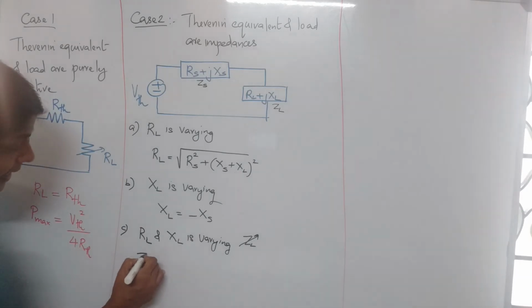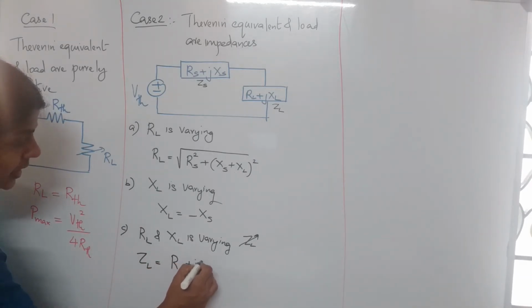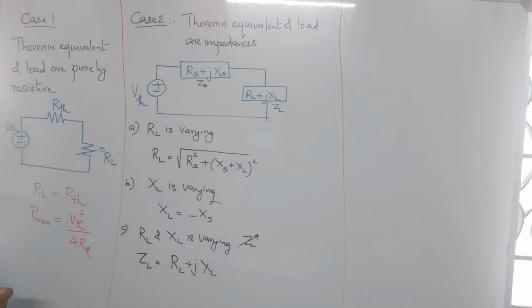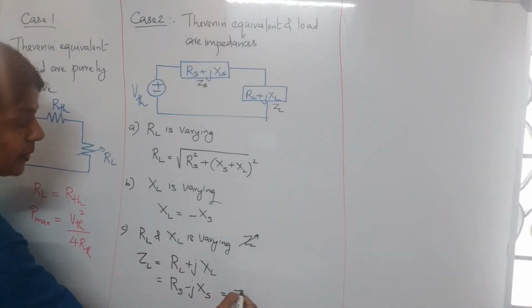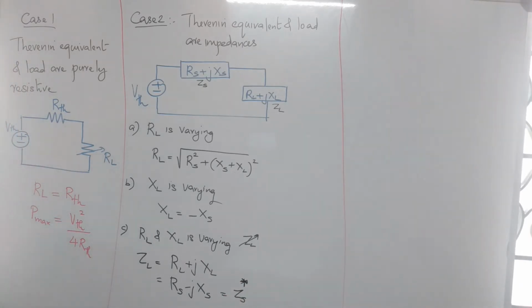So, ZL can be written as RL plus JXL. The value of RL should be equal to the value of source, and XL should be equal to minus XS. So, RS minus JXS. Or we can say ZL should be equal to the conjugate of the source impedance. I'll explain that once more.